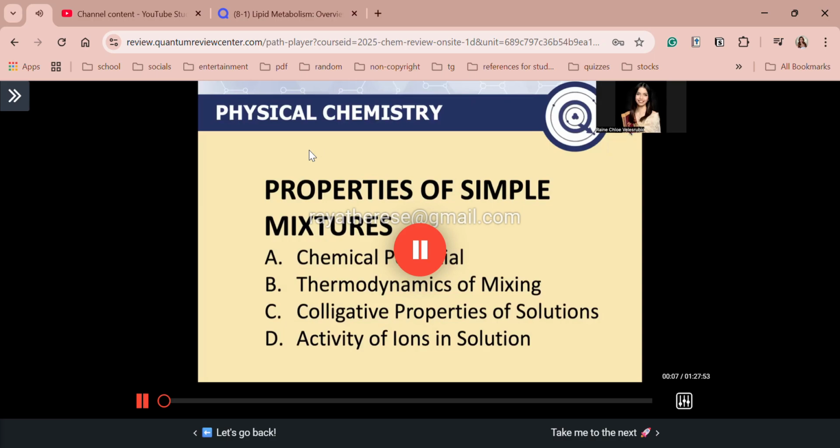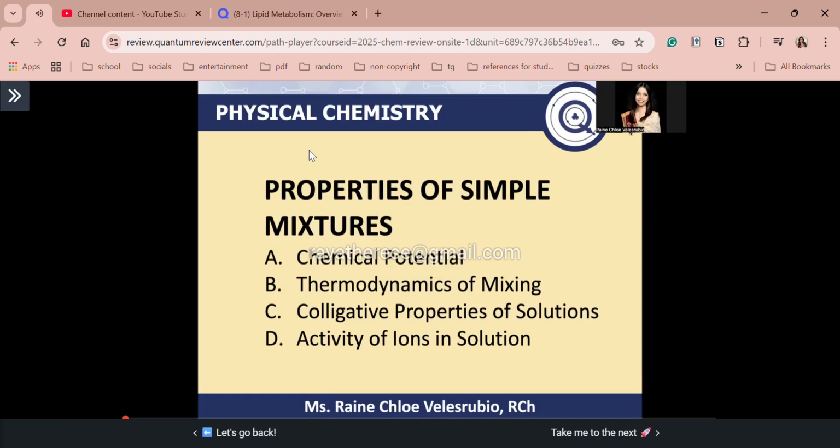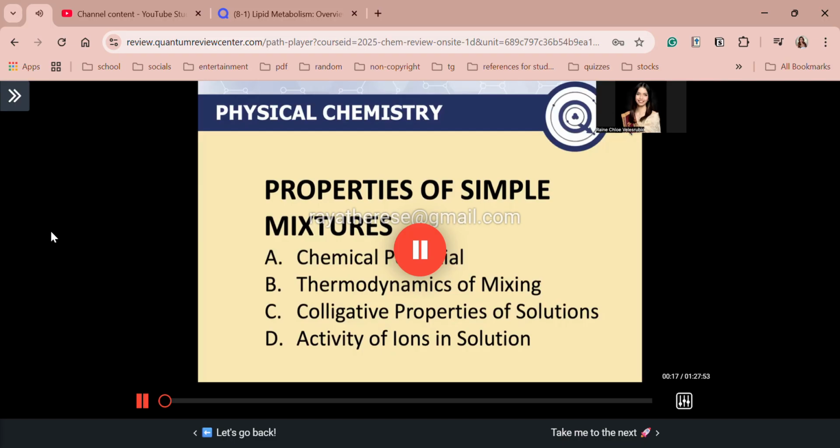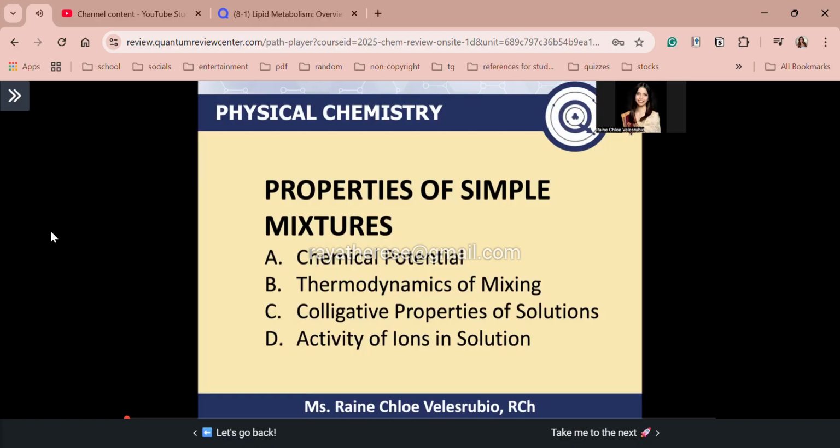Crash course. And now we are down to our 7th crash course on properties of simple mixtures. For today, we'll be discussing first the chemical potential, thermodynamics of mixing, colligative properties of solutions, and activity of ions in solution.